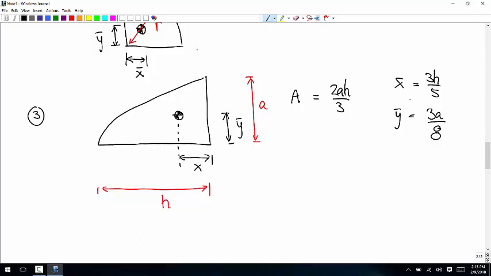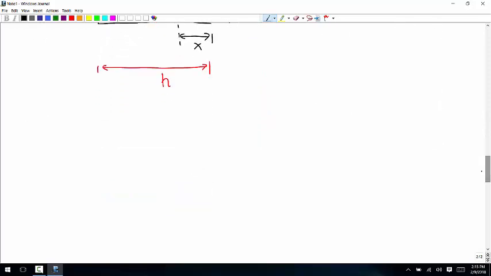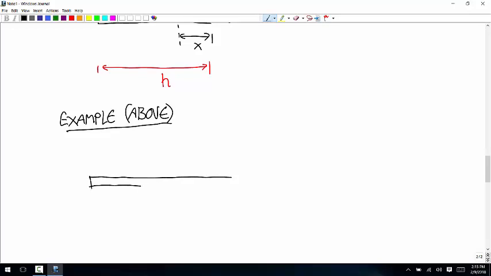Okay, so now let's use this same idea. We used the representing a distributed load as a point force to calculate the reactions at the wall. So now let's use that same example and use the same idea to calculate the internal loads in that beam. So I'm going to start with a free body diagram of the whole thing so we know what the loads are.